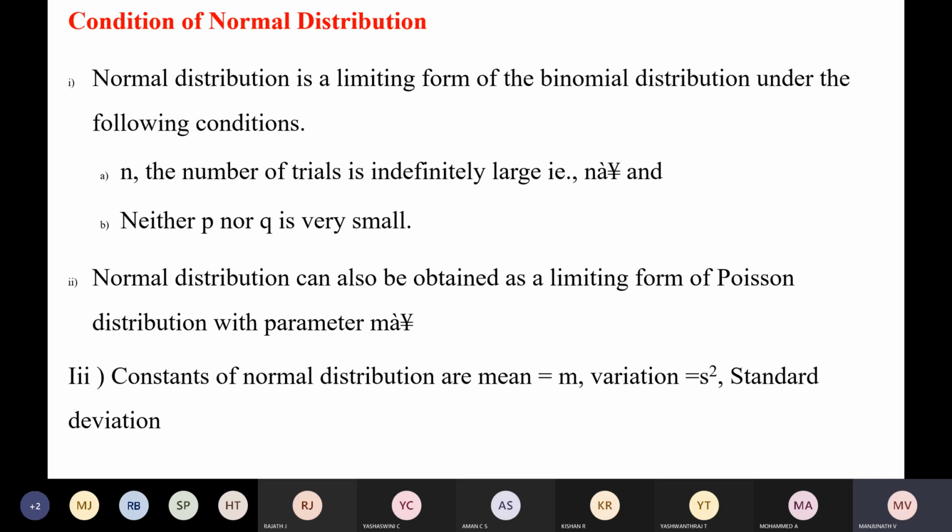Rare events is only Poisson distribution. Normal distribution is not for rare events. It is used largely for almost all kinds of analysis. Normal distribution, this is the condition to be applied.